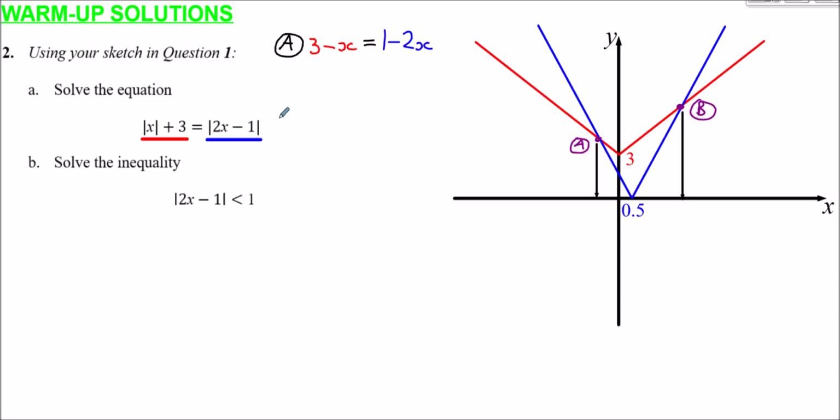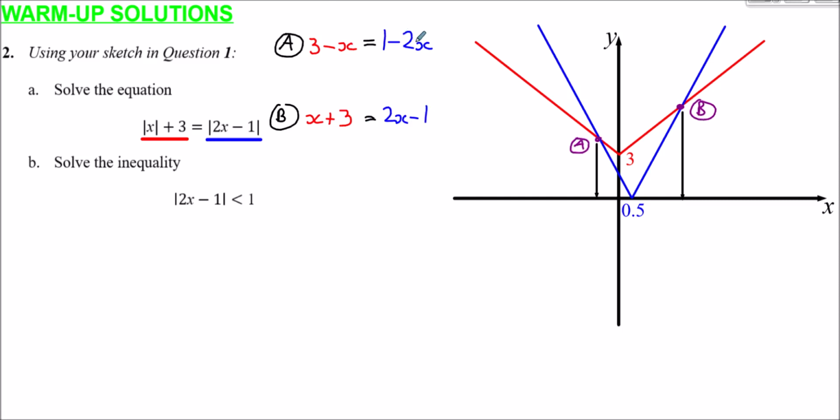And for solution B, we've got where both gradients are positive. So this section here is the graph of mod x plus 3. When x is positive, that's just going to be x plus 3 equals 2x minus 1. So we solve these together to get the 2 points of intersection.